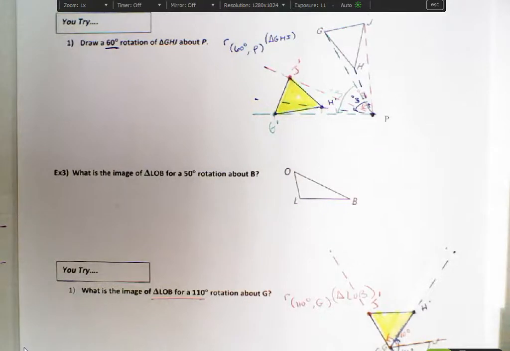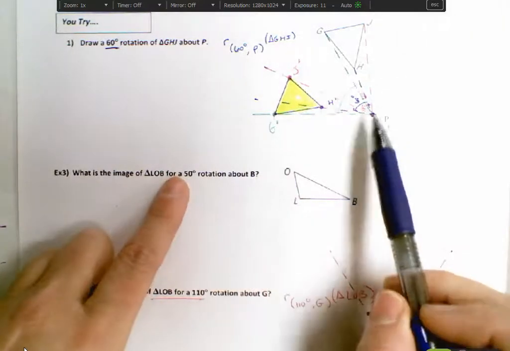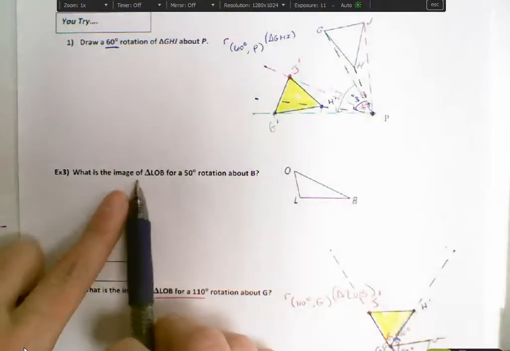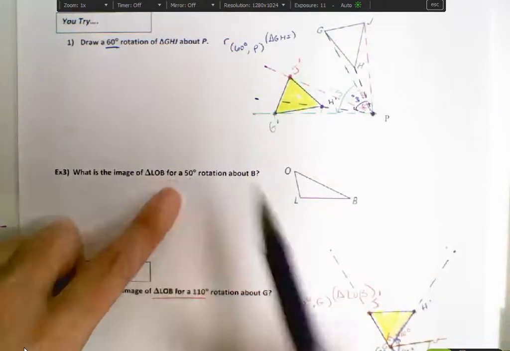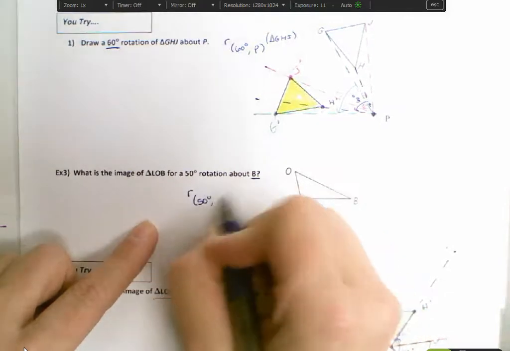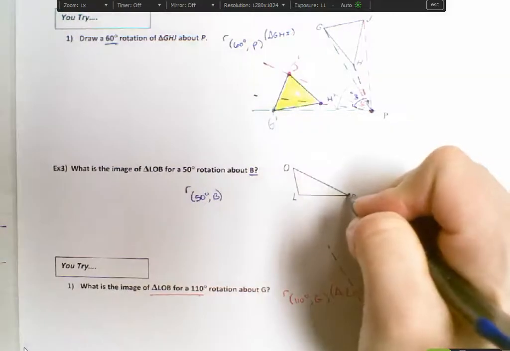Okay, let's do example 3. The previous 2 examples that we worked on in your practice had a center of rotation that was outside the original figure. If we take a look at example 3, it says what is the image of triangle LOB for a 50 degree rotation? So I have a rotation of 50 degrees about B. B in this case is part of the original triangle, so we're going to rotate it about B. That means B stays put. This is my rotation point.